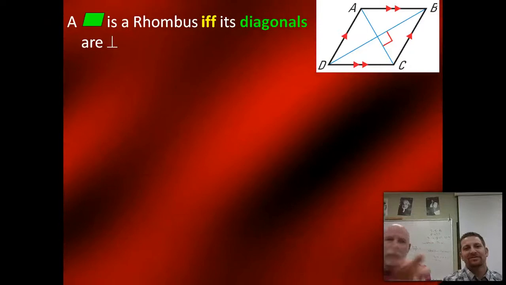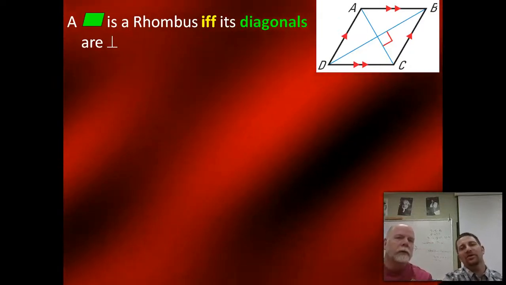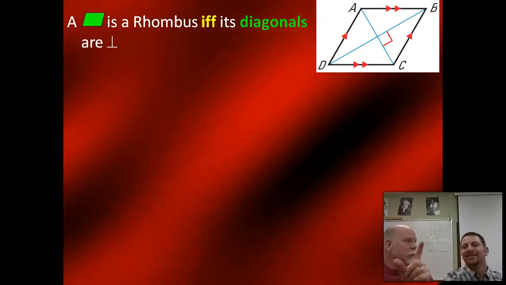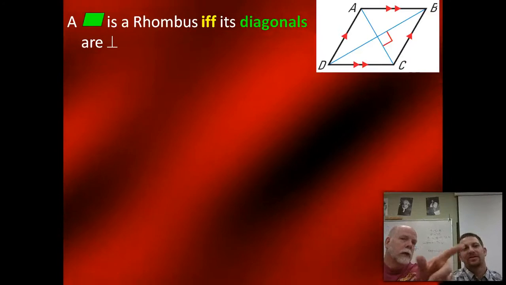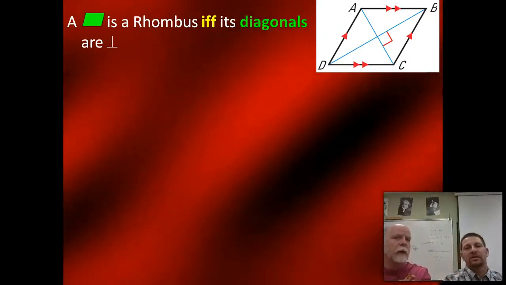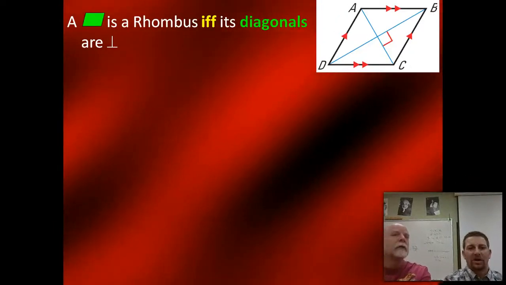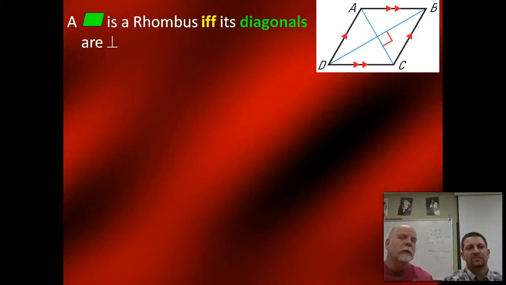And in mathematics, an if with two F's on it is if and only if. So this is one of those that goes both ways. A parallelogram is a rhombus if its diagonals are perpendicular, but it goes the other way too. If a parallelogram has diagonals that are perpendicular, that forces it to be a rhombus. So this is one of those that goes both ways. This is an if and only if statement.